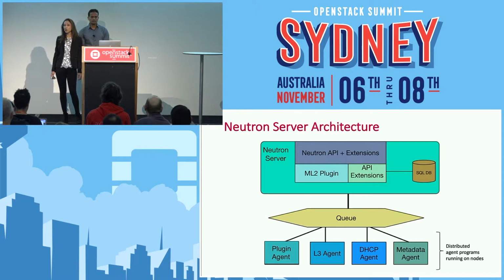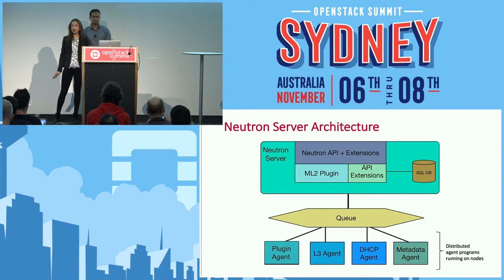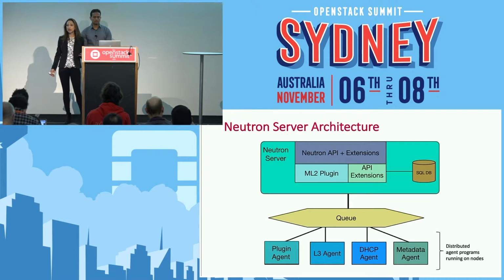So this gives us an overview of the Neutron server architecture, again summing up whatever I described. You have the Neutron server with its Neutron API and its extensions, the ML2 plugin with its own extensions, the SQL database where all the requests are stored, and the queue, which is used for interacting with the distributed plugin agents on various nodes. So how do the mechanism drivers actually provision the network? They communicate asynchronously via a message queue and provision the underlying physical and virtual network infrastructure.